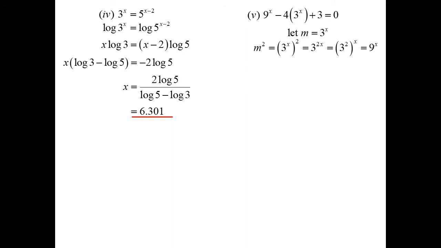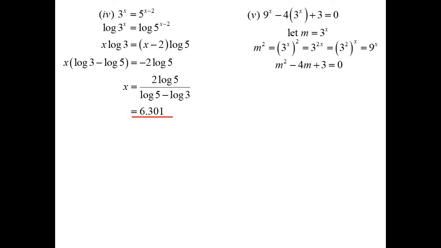Then using my index laws, I can say that's 3 to the power of 2x. But then reversing the order of those numbers, that's the same as 3 squared to the power of x, which is 9 to the power of x. So in fact, we have a quadratic. That 9 to the power of x, if you like, is m squared, and that 3 to the power of x is m. Some people even like to do a substitution to make it obvious.